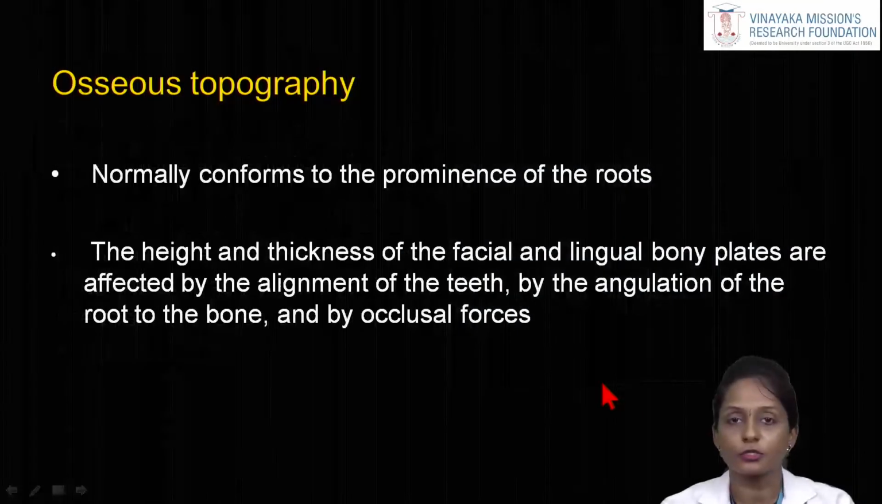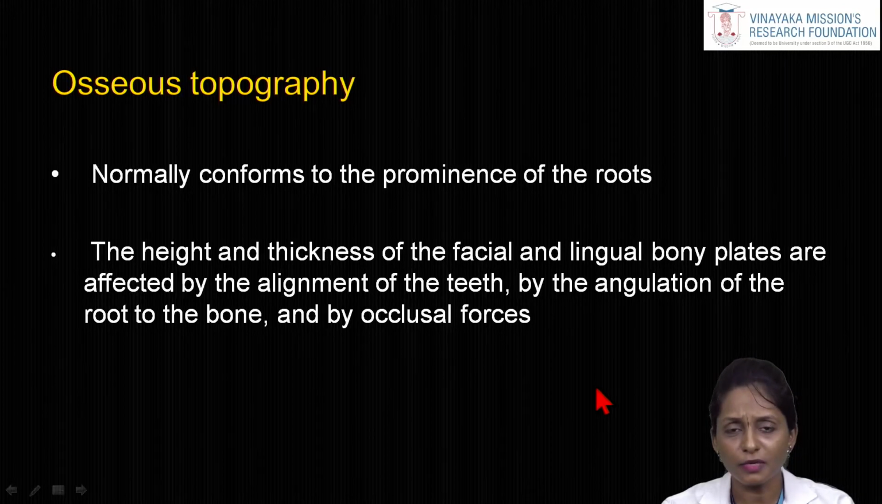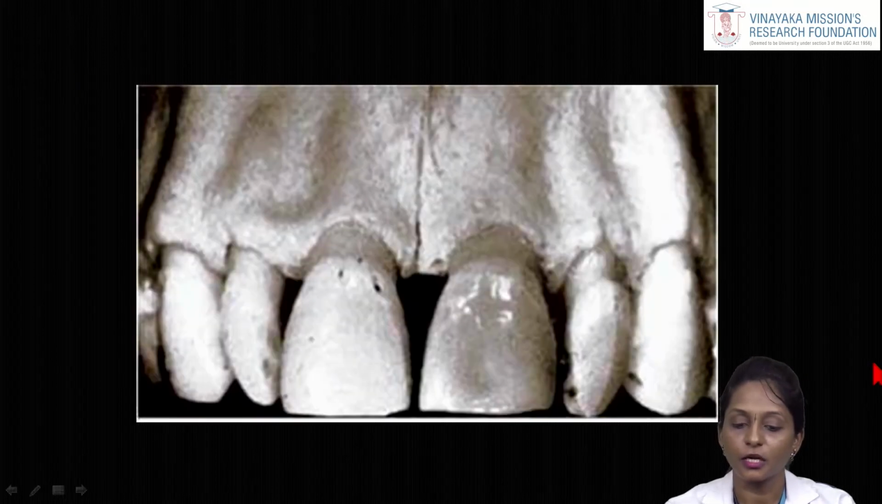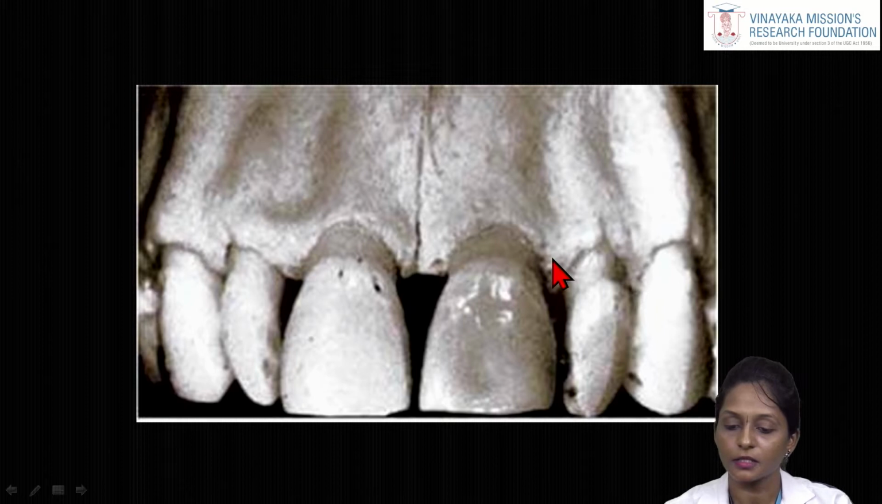Moving on to the osseous topography. Normally this alveolar process conforms to the prominence of the roots. If you see in this picture, you can see the root prominences here. So it follows the root prominences. This is your alveolar process, right? And it conforms with the prominence of the tooth roots.